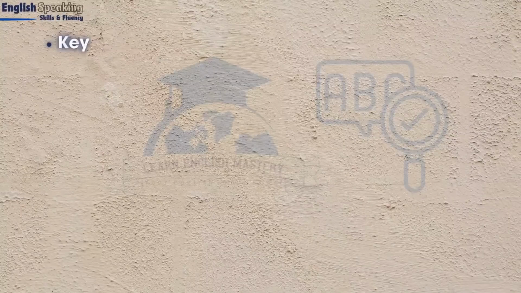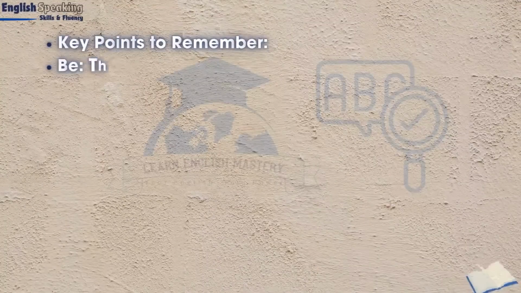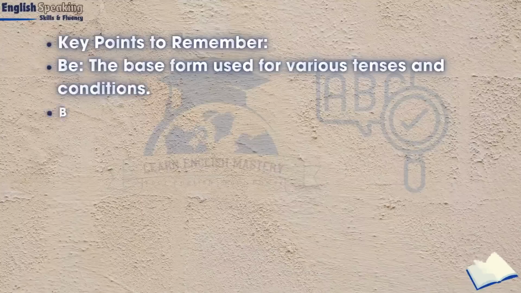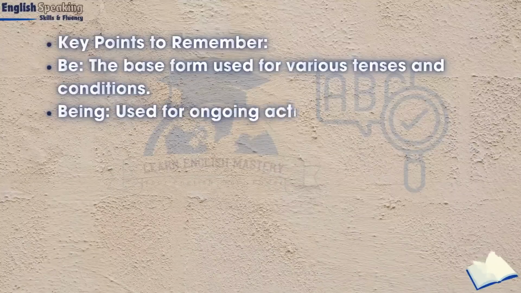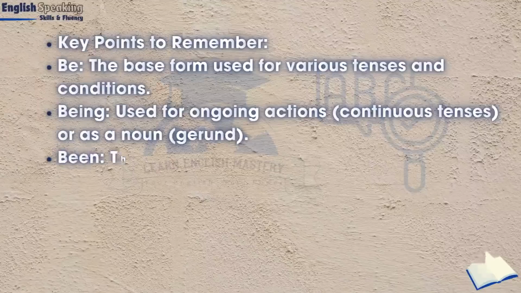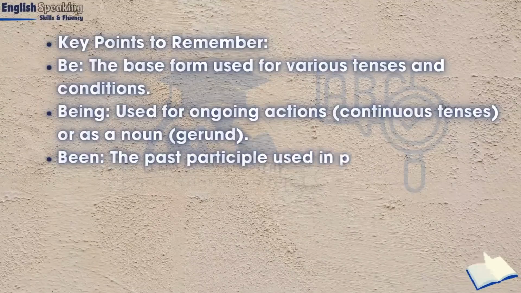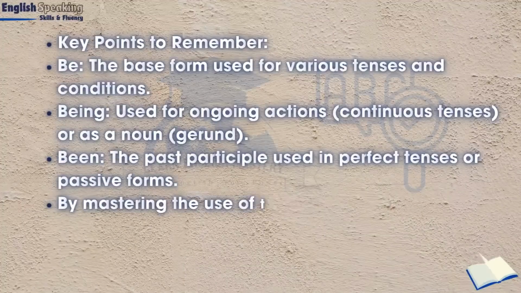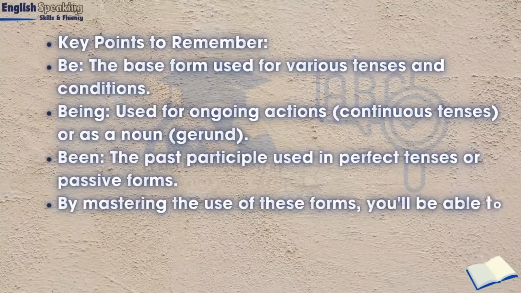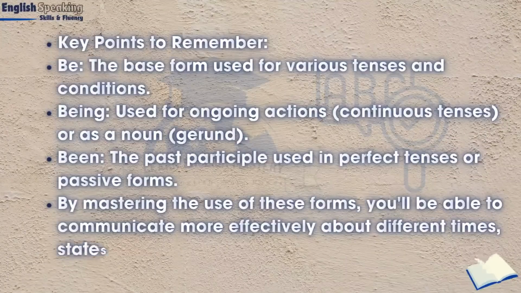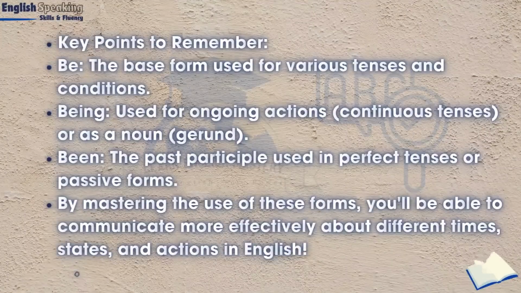Key points to remember. Be, the base form used for various tenses and conditions. Being, used for ongoing actions, continuous tenses, or as a noun, gerund. Been, the past participle used in perfect tenses or passive forms. By mastering the use of these forms, you'll be able to communicate more effectively about different times, states, and actions in English.